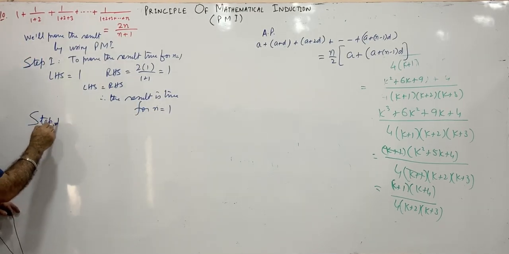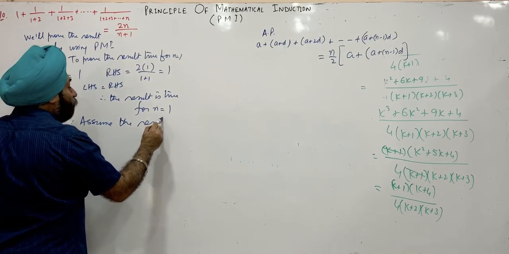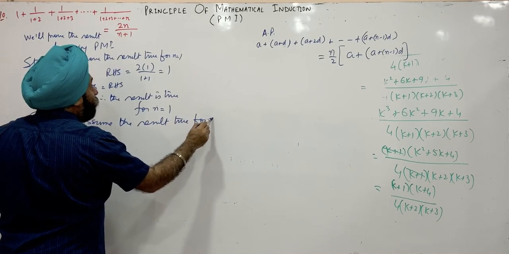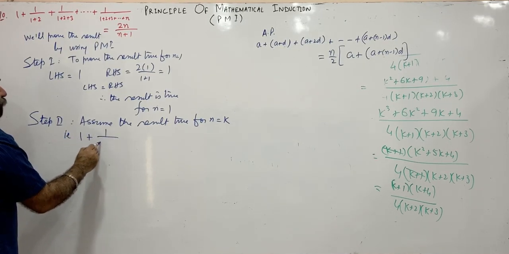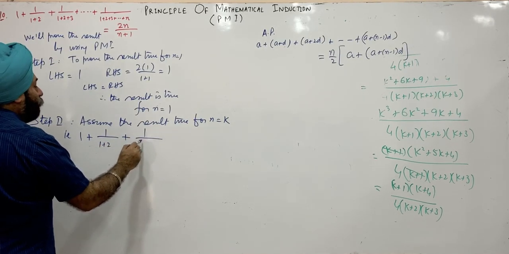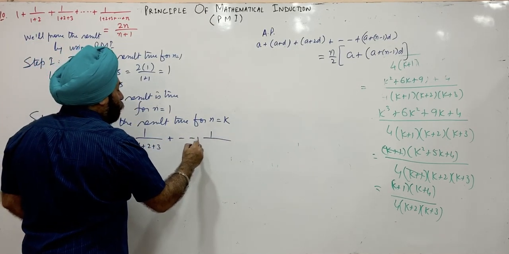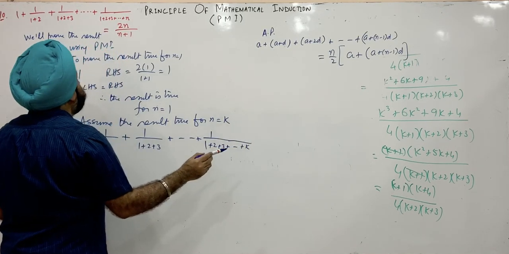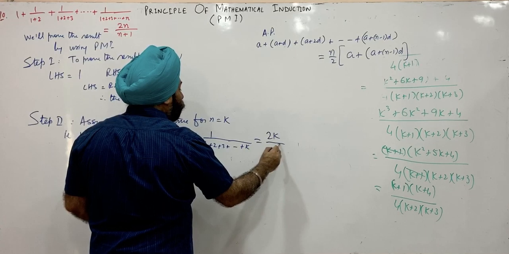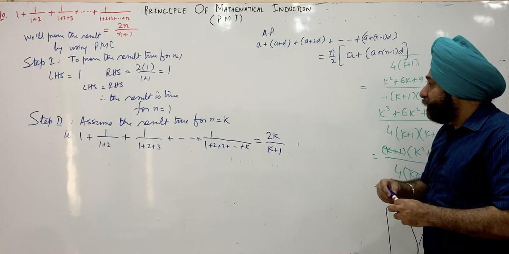Coming to the second step, we assume the result true for n is equal to k, that is 1 plus 1 upon 1 plus 2 plus 1 upon 1 plus 2 plus 3 and so on, 1 upon 1 plus 2 plus 3 and so on up to k. This is equal to 2k upon k plus 1. We assume the result like this.